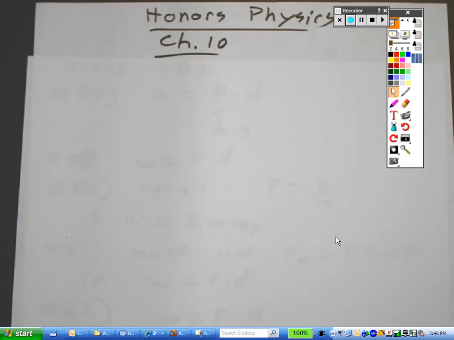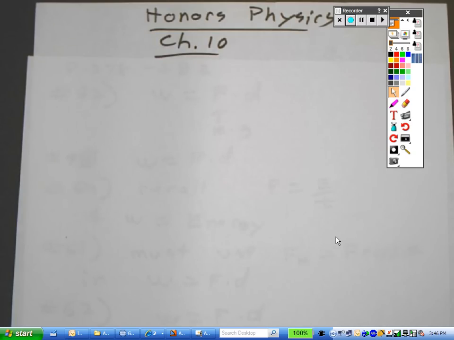Hey, honors physics students, here are some hints about the textbook assignment for chapter 10 and 11. Remember, this won't be all the problems, but hopefully it'll give you a good sampling and a way to start on almost the whole textbook assignment.